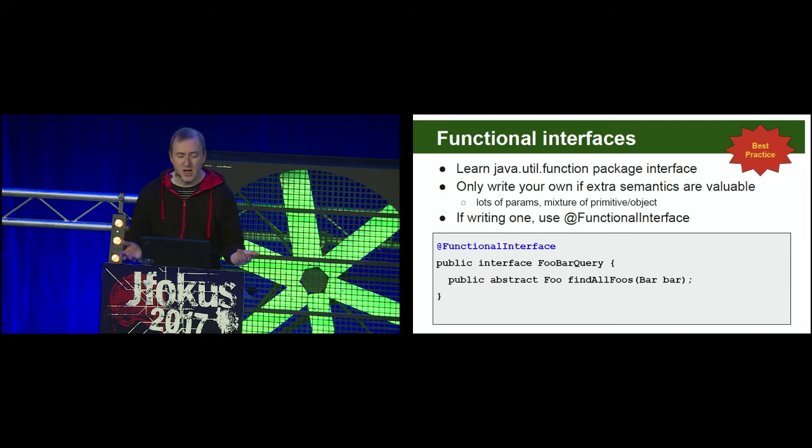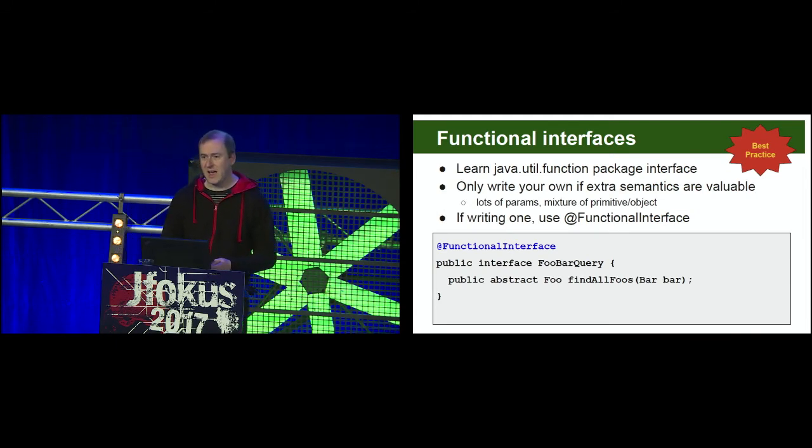But in general, you should only write your own functional interfaces if you're actually adding some semantic value. So cases where it might make sense to write a functional interface of your own would be if you've got lots of parameters. The ones in the JDK only deal with one or two parameters. Or perhaps you've got a complicated mixture of primitives and objects. Or perhaps you've got something where you really need the Javadoc to define the meaning, because it's more subtle than some generic interface will allow you to express.